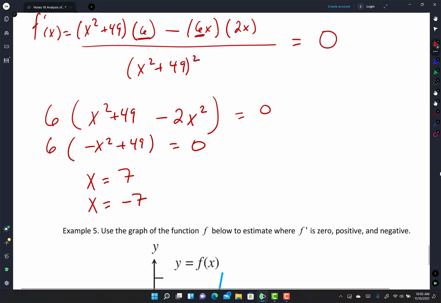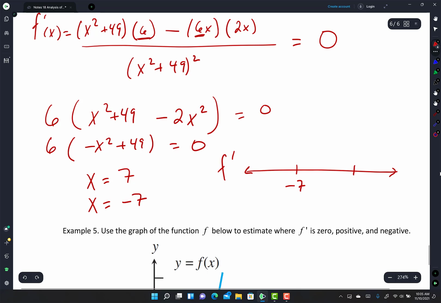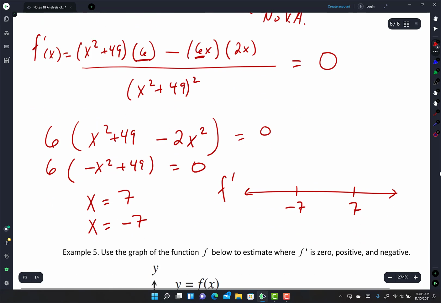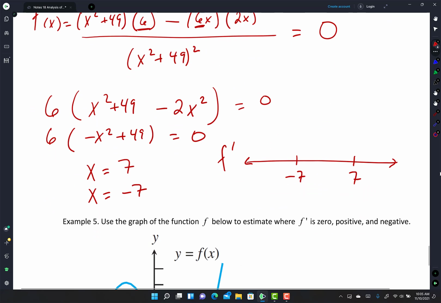All right, next, here's my number line. I'm going to write f prime, and all I care about are those 2 numbers, negative 7 and 7. They wanted to know where I'm increasing, so I'm going to put values to the left of negative 7, in between negative 7 and 7, and then a number larger than 7. All I care about is the sign. You don't care about the actual output.